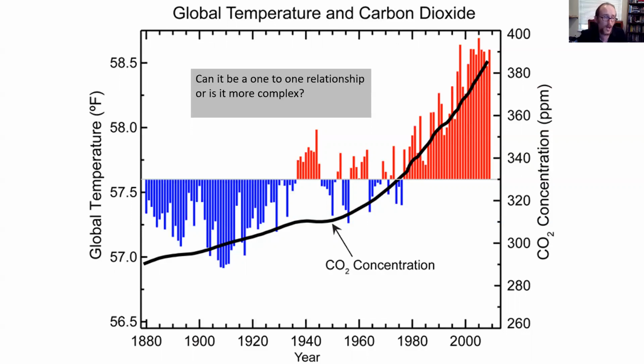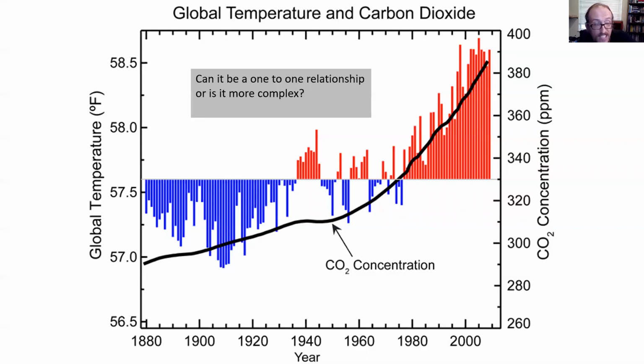But what are we trying to show here? Well, what it looks like is that temperature is remarkably variable, but in general, from 1880 until 2010, in this case, what we had was an increase in temperature.